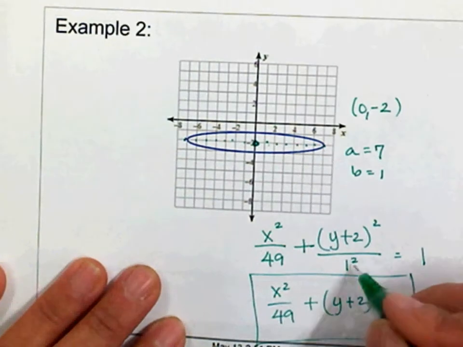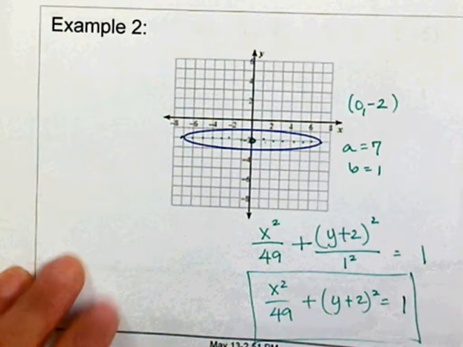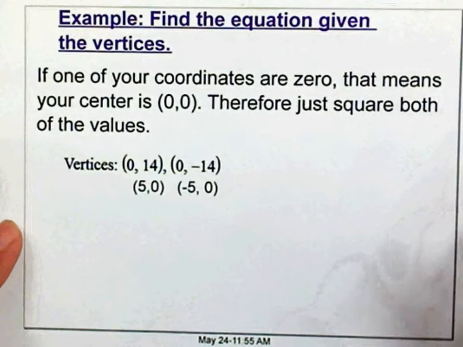But if you do 1, I will not count it off. So just be sure you know that. All right. Now we have vertices. To find the equation giving vertices.